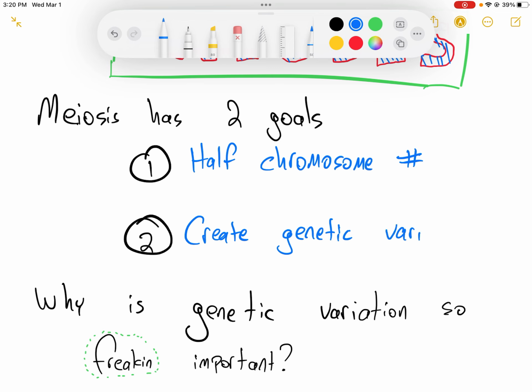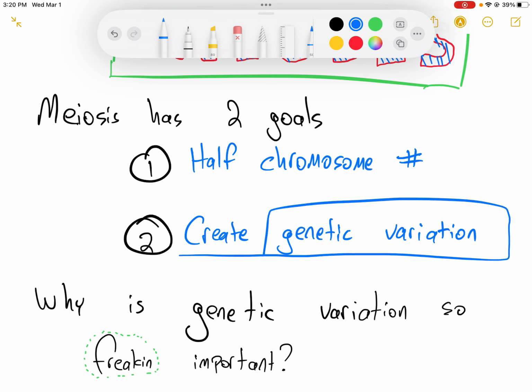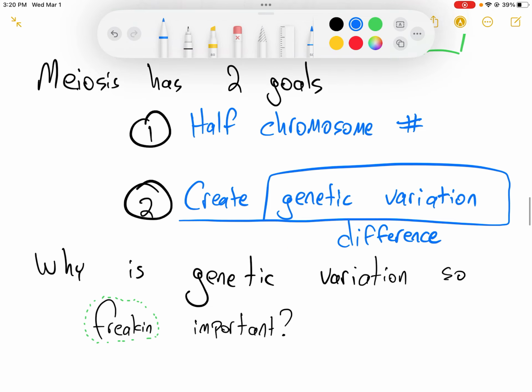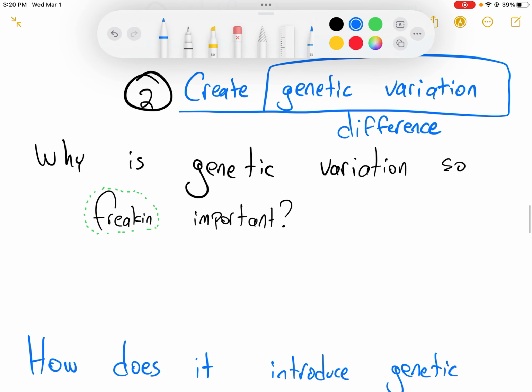In mitosis, we do not want any kind of genetic variation. We want those genes to be the exact same. In meiosis, however, we want to have genetic variation. We want differences, okay, to allow for higher chances of survival in the wild. So why is genetic variation so important? There's my question. There's my answer. More chance for survival. That's basically it.